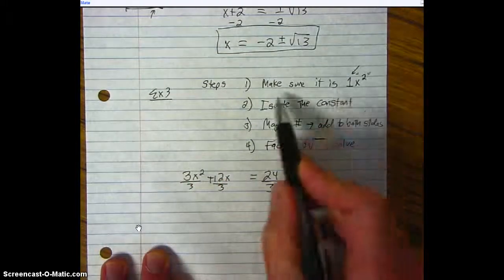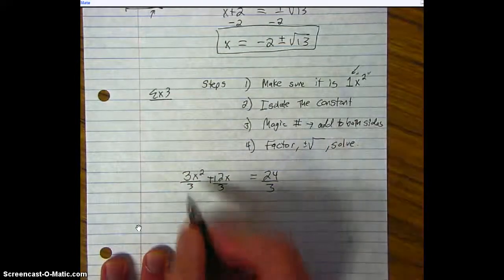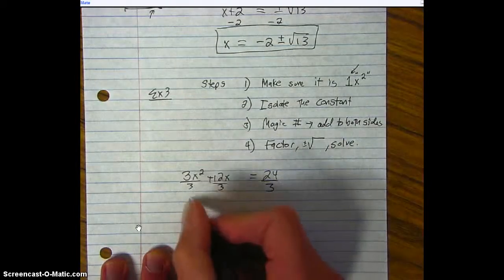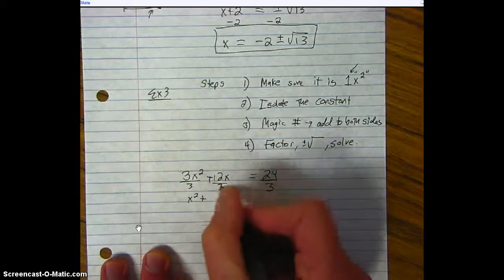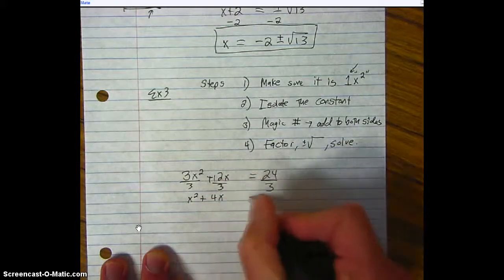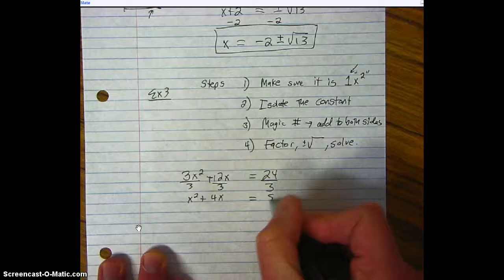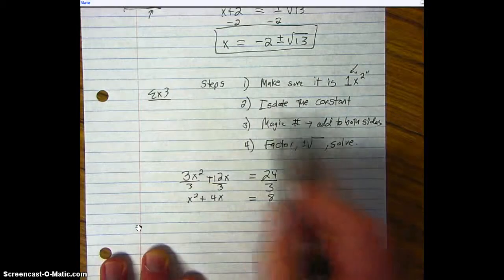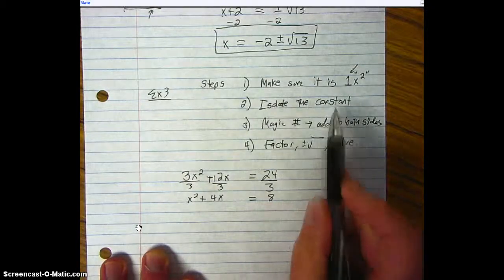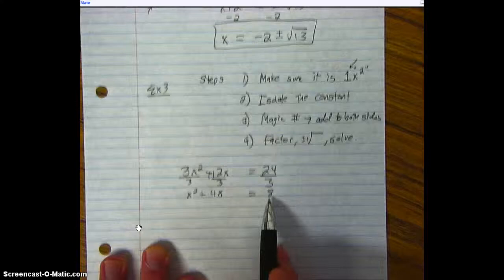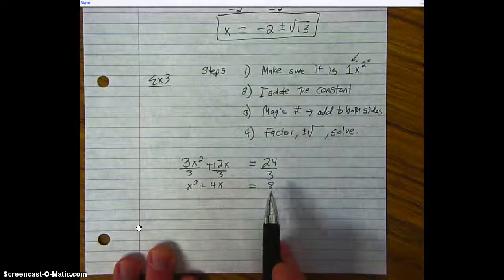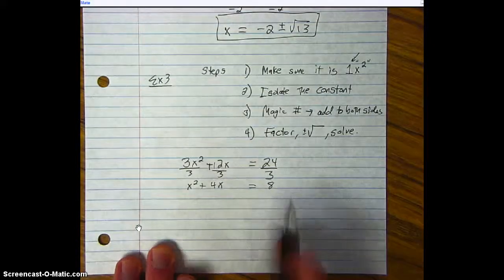So step 1, make sure it's 1x squared. And the way you do that is divide. So you end up with x squared plus 12 divided by 3 is 4x equals 24 divided by 3 is 8. Step 2. Now we're going to isolate the constant, but take a look. This one already has the constant isolated, in other words, by itself on one side of the equal sign.